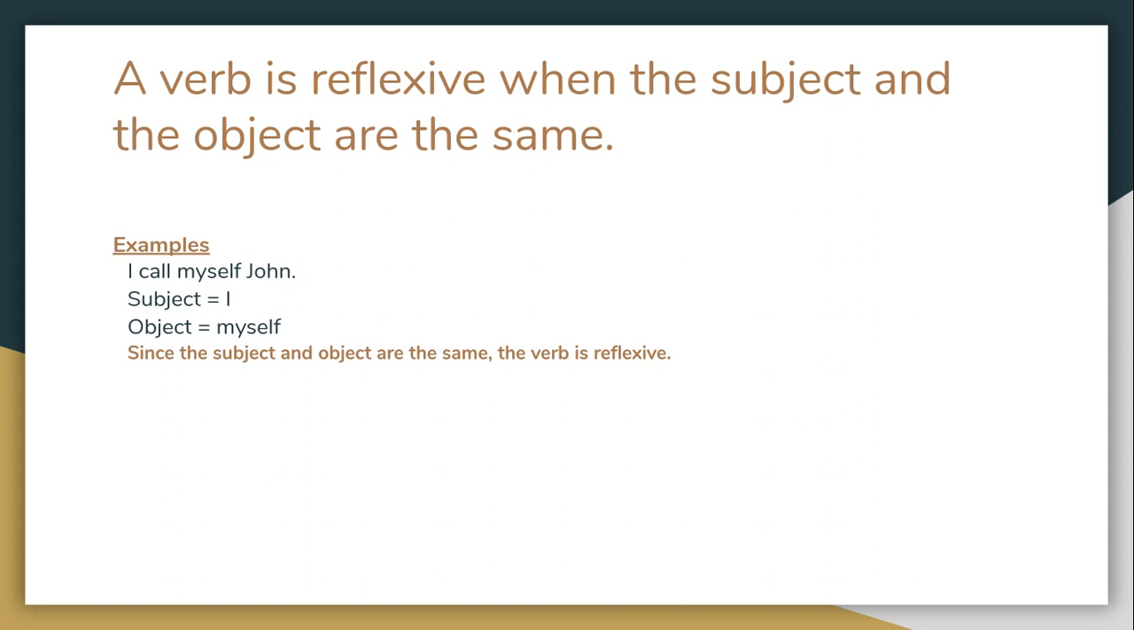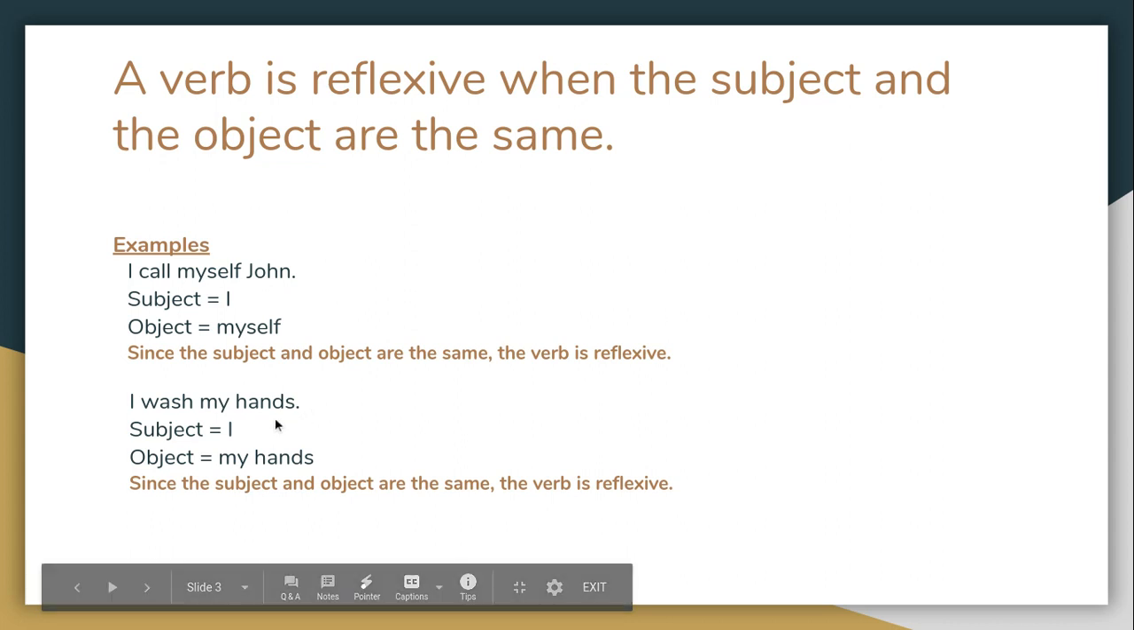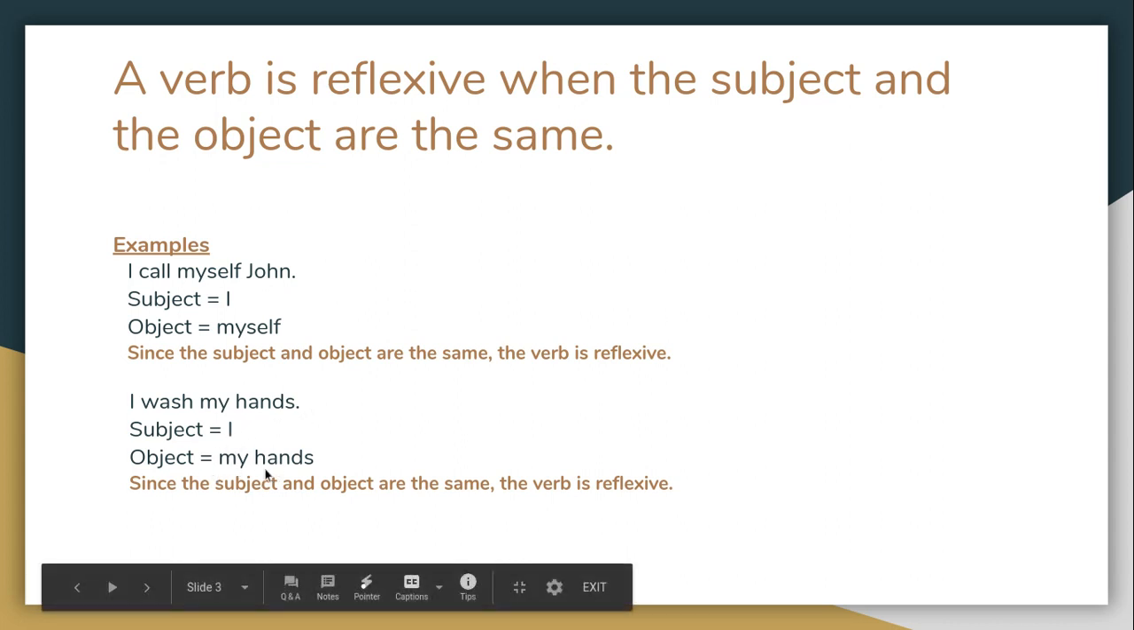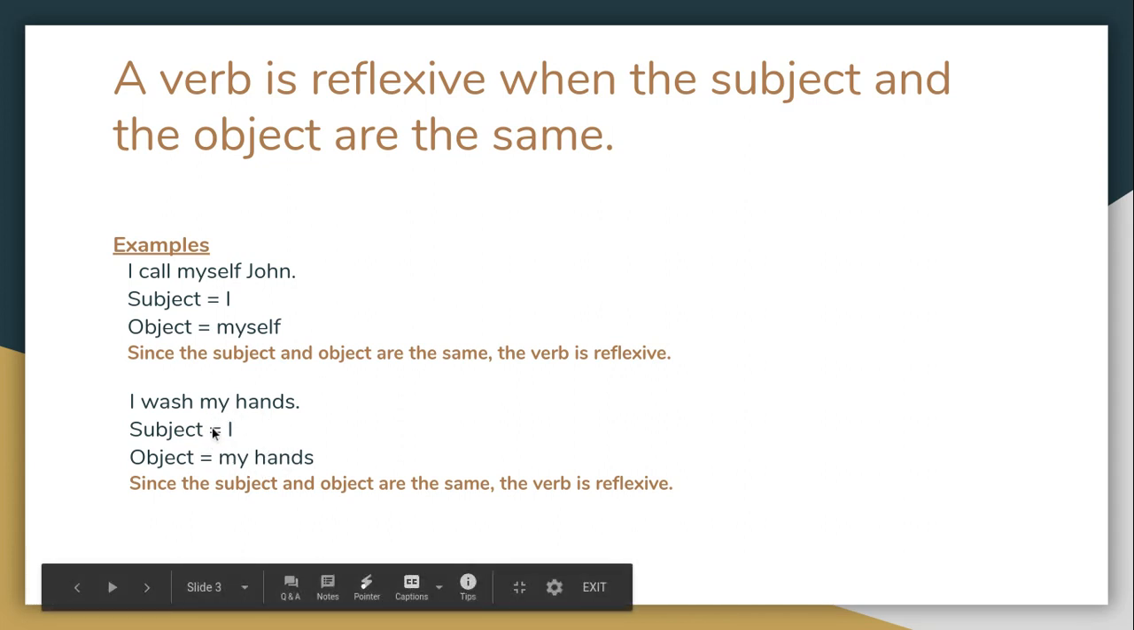Like it says, since the subject and the object are the same, the verb is reflexive. I wash my hands. Again, the subject is I and the object, my hands. My hands are part of my body. And so these two refer to the same person. And again, since the subject and the object are the same, the verb is reflexive.